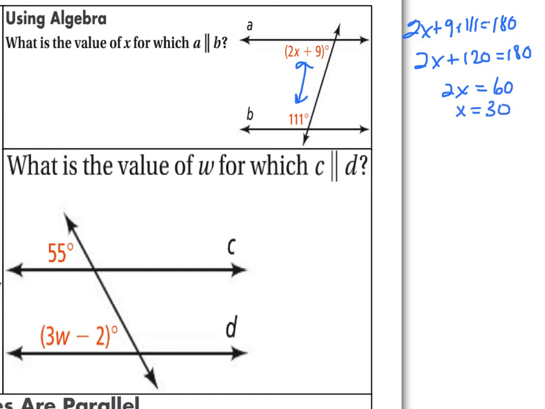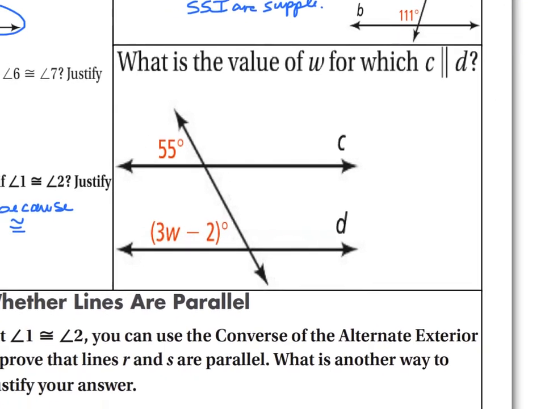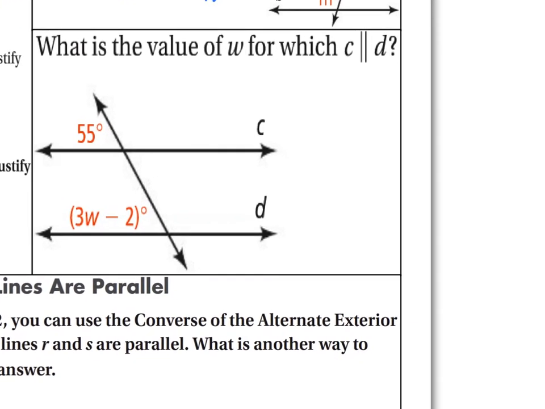Okay, now, in this case, x is going to equal 30. They're parallel. A is parallel to B by what I call same side interiors are supplementary. Okay, that's the reason that those two lines are parallel. All right. So again, what I want you to do now is pause the video and take a look at this problem here. What is the value of W for which C would be parallel to D? And then check back to see if you got the correct answer.